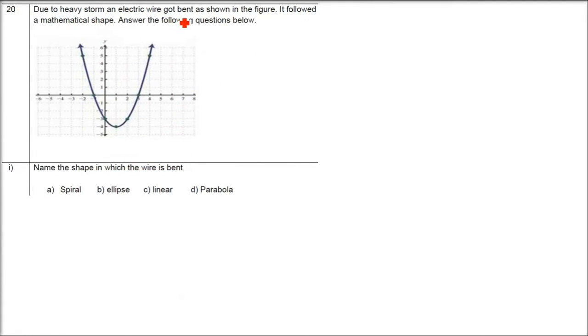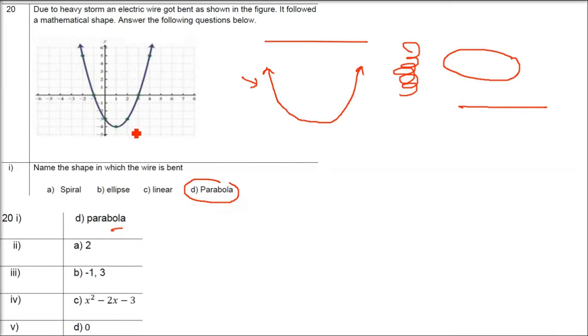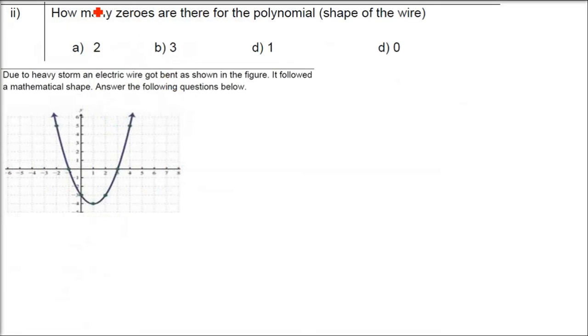Due to a heavy storm, an electric wire got bent as shown in the figure. It followed a mathematical shape. Answer the following questions below. So there was a wire. It was straight as shown here, and then it has been shown to be bent because of a storm. Name the shape in which the wire is bent. Spiral is like this. Ellipse is egg-shaped like this. Linear is straight. So this is a parabola. You can see here also. So the answer here is parabola. D is the correct answer.